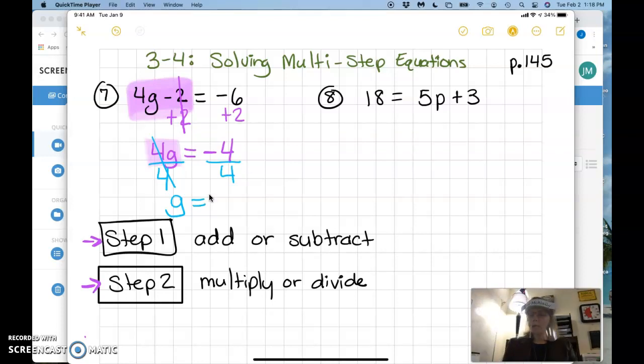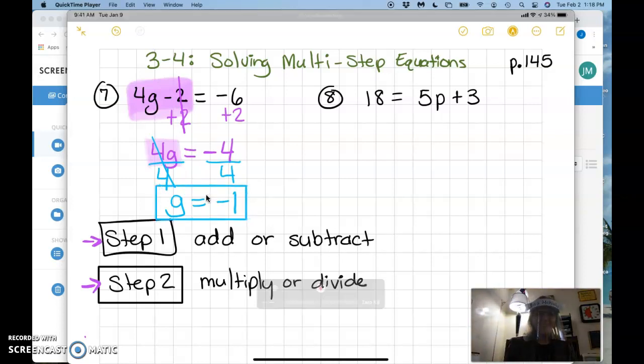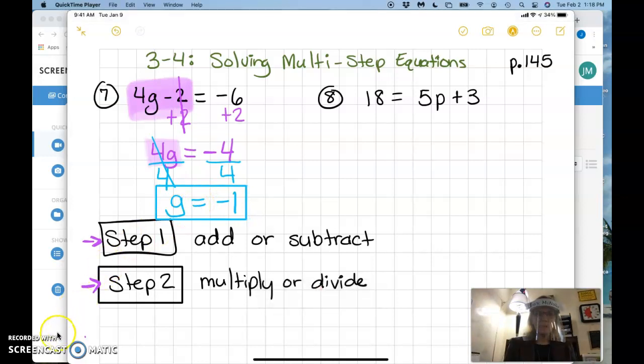And what is negative 4 divided by 4? Close. Negative 1. Okay, good. Let that sink in. Copy that down.